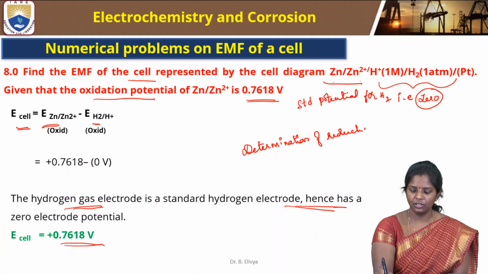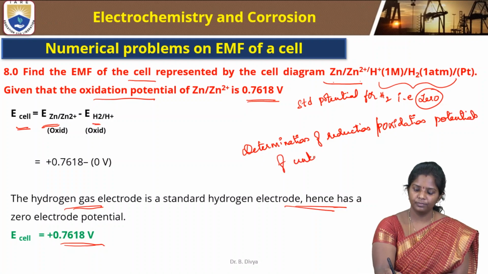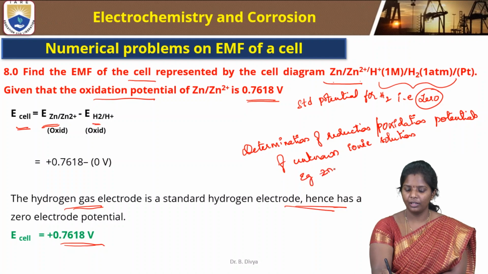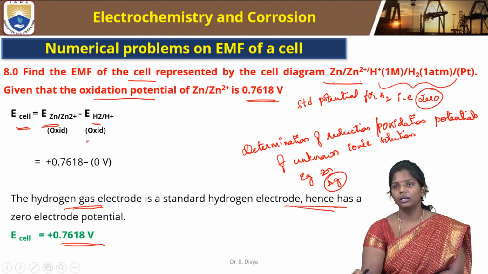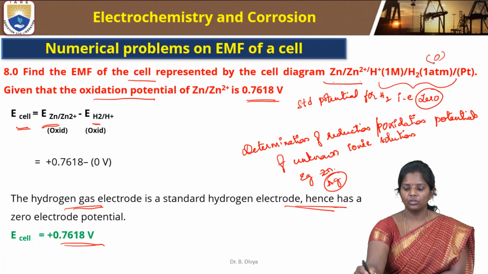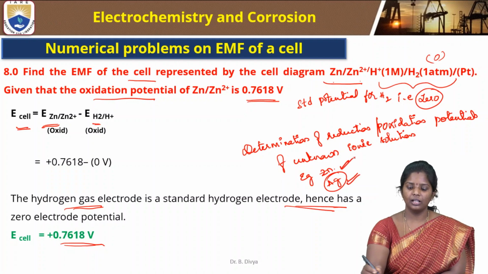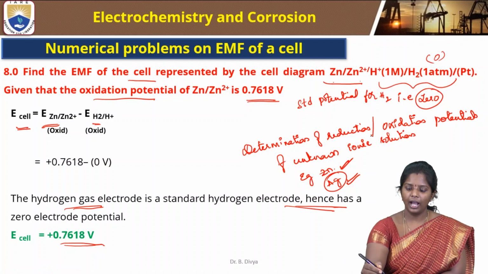We use this reaction generally in the determination of reduction potentials or oxidation potentials of unknown electrodes, of unknown ionic solution. For example, we have zinc here, but we may also have silver here. Whenever there is silver ion present here, the potential we get is nothing but that of the silver, because this is 0. So the potential whatever we get in that experiment is nothing but because of the silver or the zinc ions present.